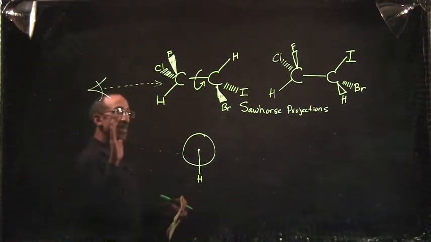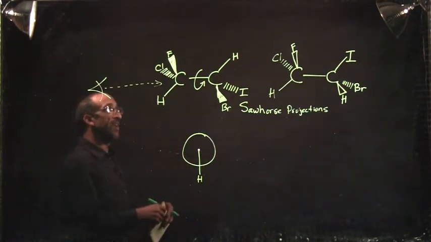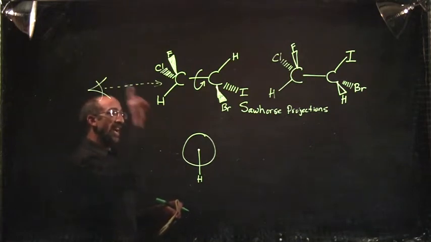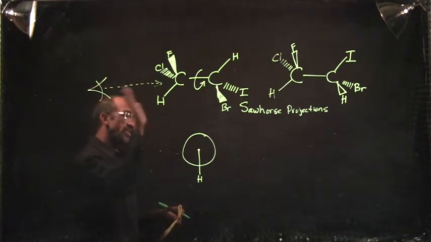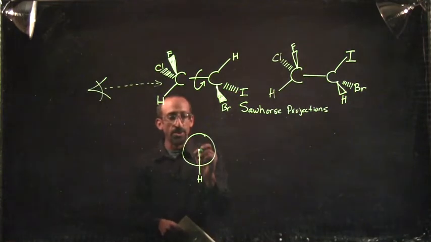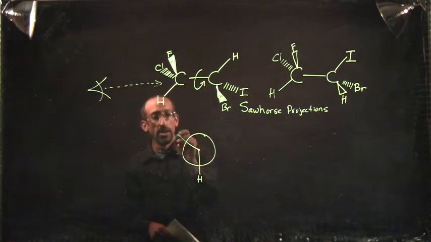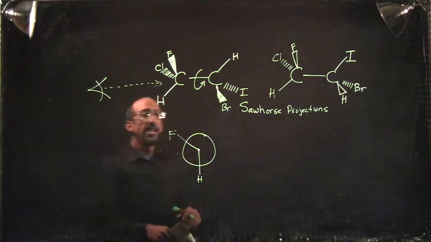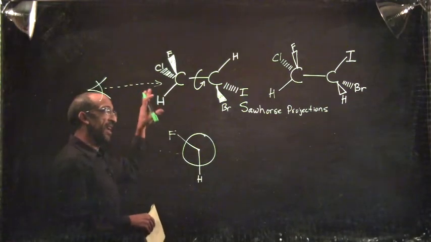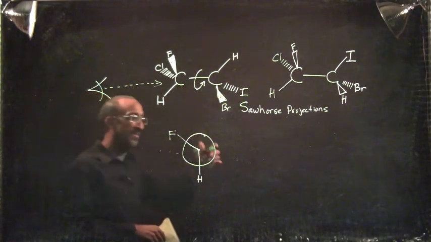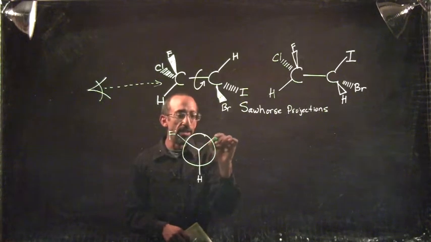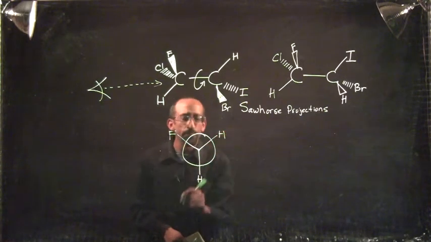Again, if I orient myself as if I'm looking down that bond, the fluorine atom is going out of the board, which would be towards this hand. And so I'm going to put the fluorine over here. And my chlorine is coming behind the board, which would be this hand. So I would put my chlorine here.